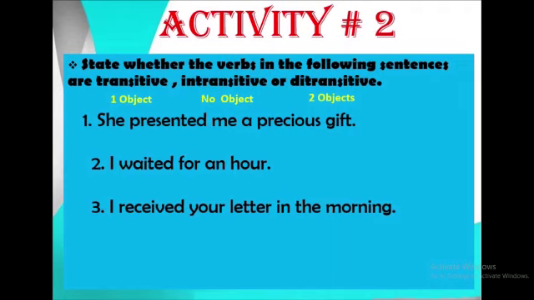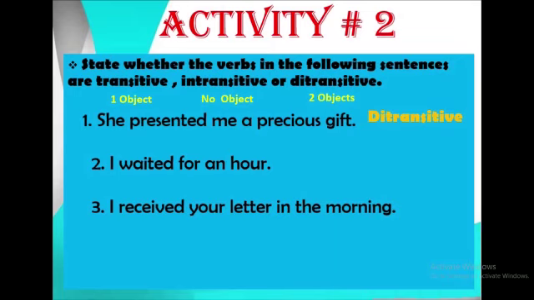So let's see sentence number 1. She presented me a precious gift. So here the verb is presented and after that there is me a precious gift. So there are two objects. This is ditransitive.